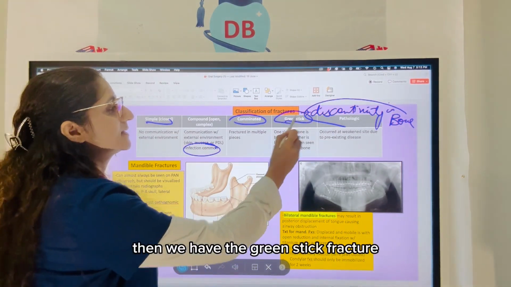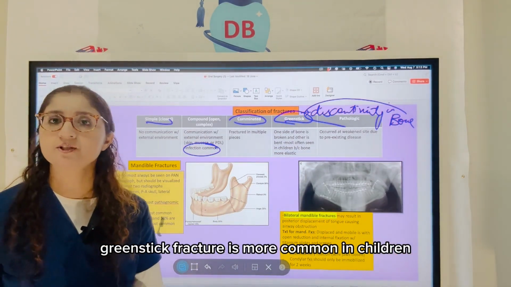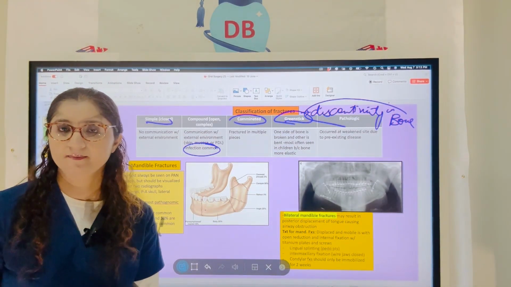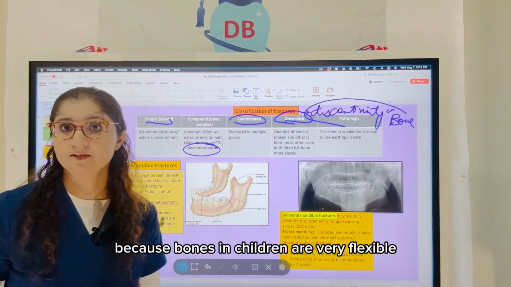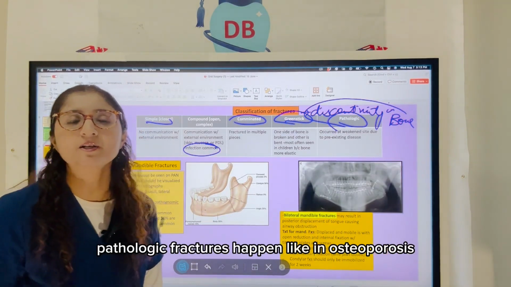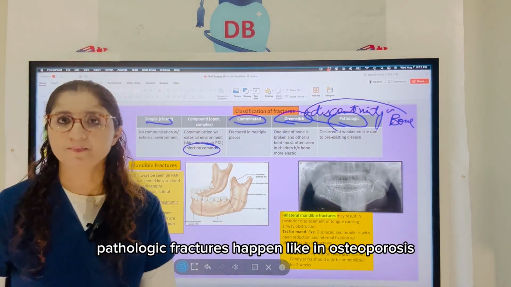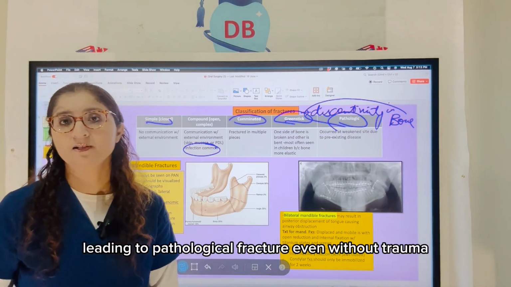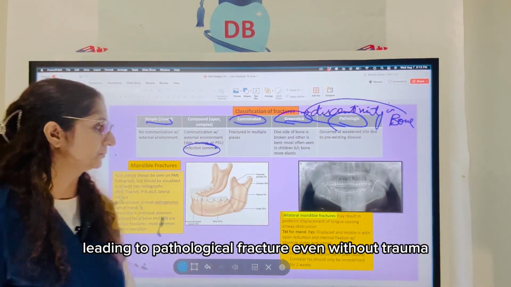Then we have the green stick fracture. Green stick fracture is more common in children, where the bone actually doesn't break, it bends, because bones in children are very flexible. Then you have the pathologic fracture. Pathologic fractures happen like in osteoporosis. You have some underlying disease, your bones are very weak, leading to a pathological fracture even without trauma.